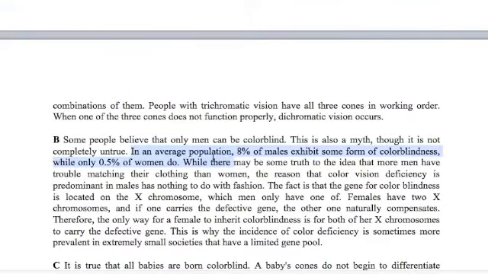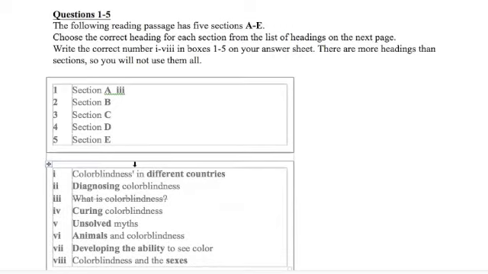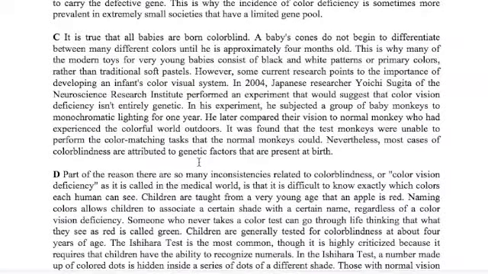In an average population, 8% of males exhibit some form of colorblindness, while only 0.5% of women do. Here we have males, women, males and women, absolutely. Number 8, our answer is number 8. And then we cross it off so we don't look at it again. Good. Section C.